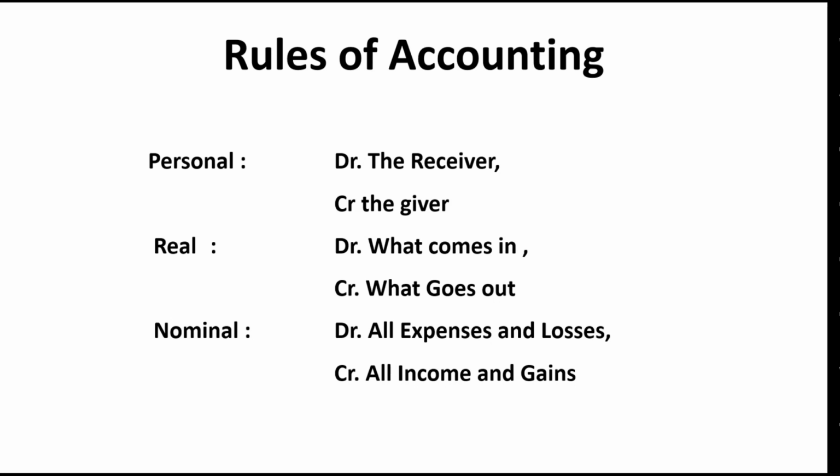The personal rule is: debit the receiver and credit the giver. Real: debit what comes in and credit what goes out. For the nominal: debit all expenses and losses, and credit all incomes and gains.